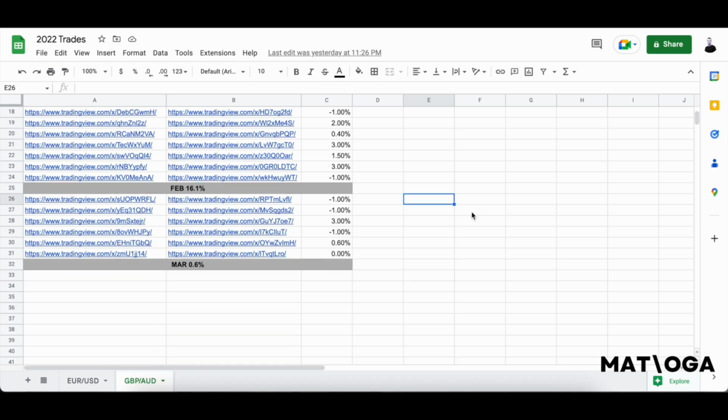All right, welcome back. Welcome to another episode of Refining Entries. And this will be a short one because we will take a look at March. And the month of March was terrible. It was actually a really, really bad month. Because as you can see, we had only 0.6% in profits, because on GBP AUD in the month of March of 2022, basically the whole month was a complete mess.